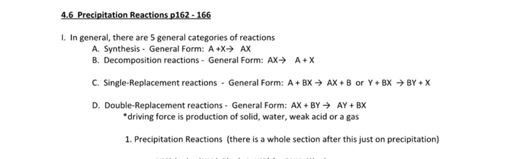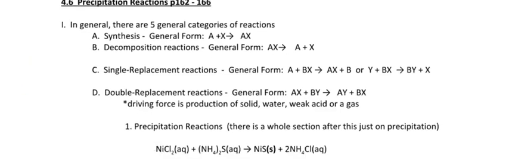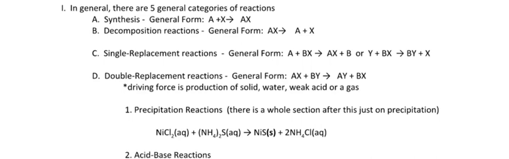So we are continuing on in section 4.6, which is precipitation reactions. This section we're going to start off by looking at the different kinds of reactions, and then the second part we're going to zero in on these double replacement reactions, which will form precipitates, and how will we know? So right here in the beginning, there are 5 kinds of reactions.